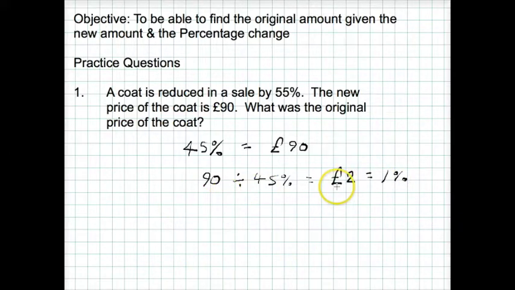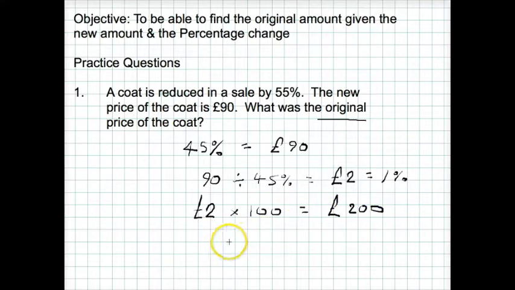And once you've got that, remember we need to get to the original price. So the original price is 100%, so I multiply 1%, which is £2, by 100. So £2 times 100 is going to give me £200, which is my original cost.